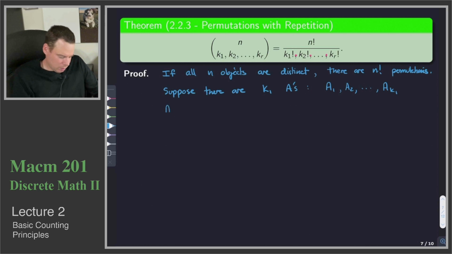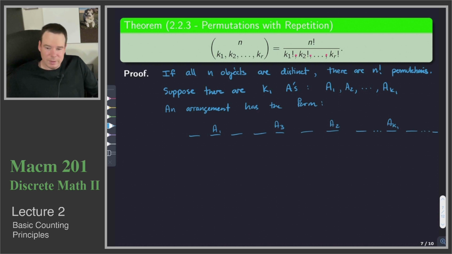And so what would an arrangement look like? An arrangement has the form: there's a bunch of characters of all the different types. Maybe I'll add some dot, dot, dot. So we'd have an A1 appearing somewhere. Maybe there was an A2, and then the A3 appeared somewhere, and then all the way down to AK sub 1 appeared somewhere. Maybe there's more characters on the end. So we've got the A's distributed. So that would be a permutation where they were all distinct.